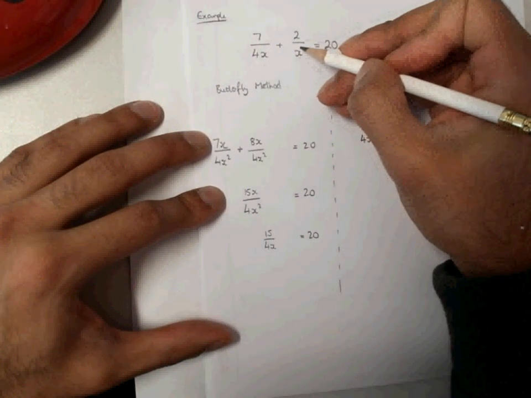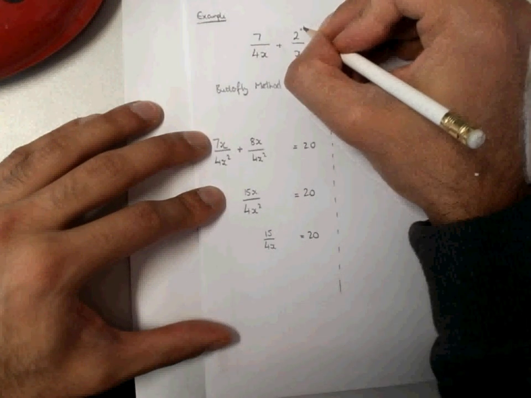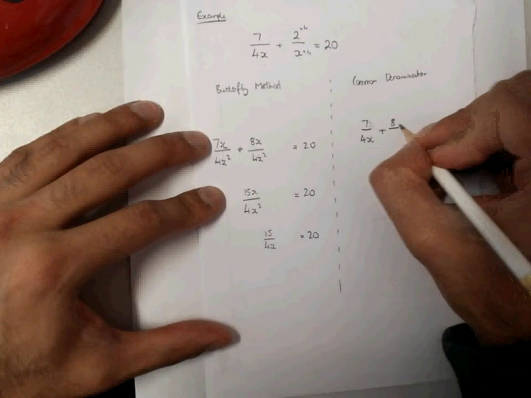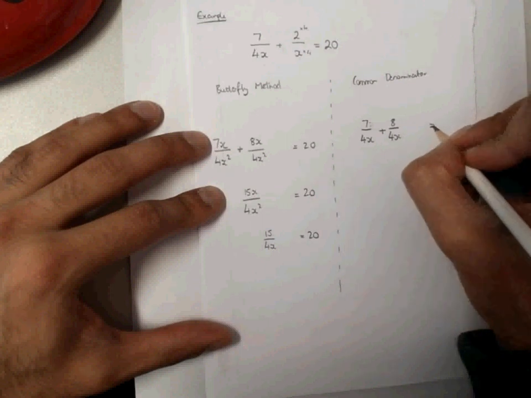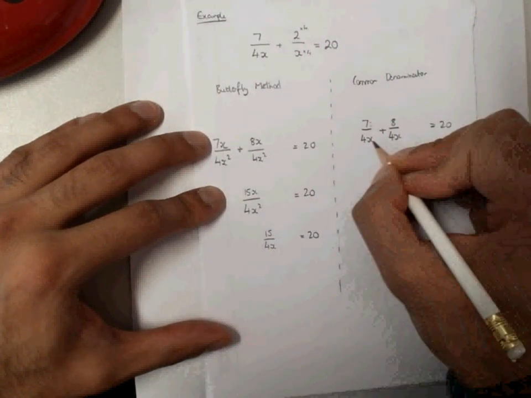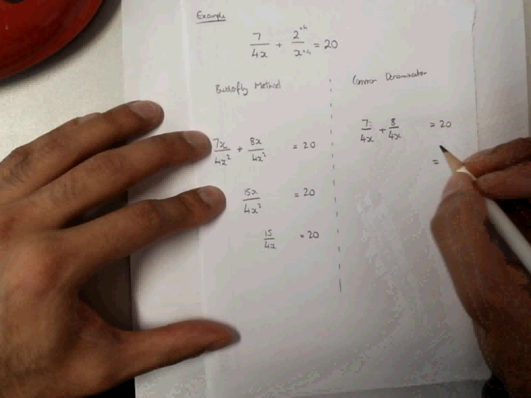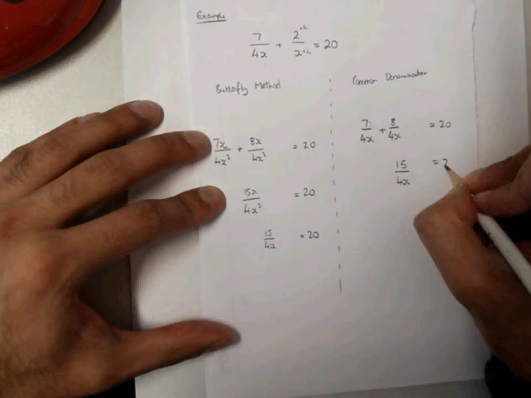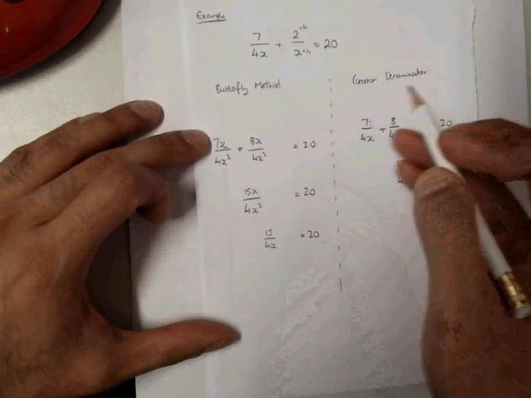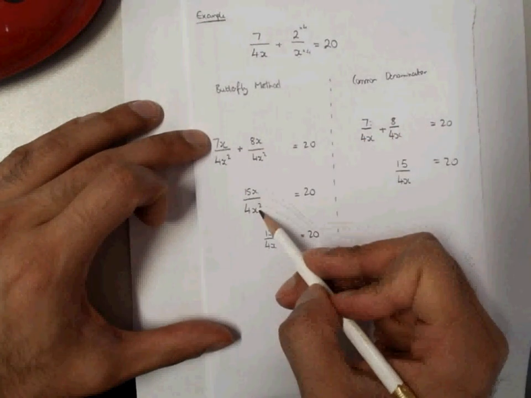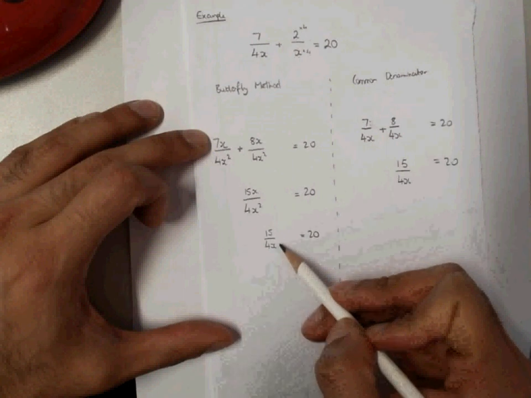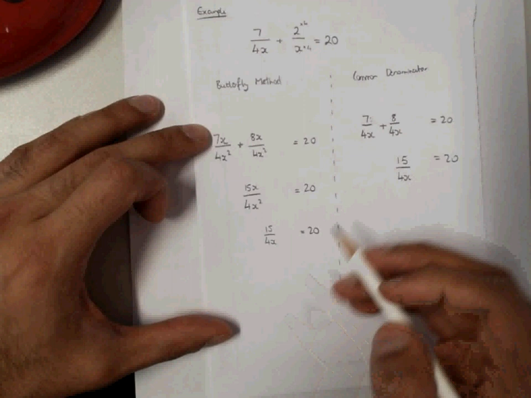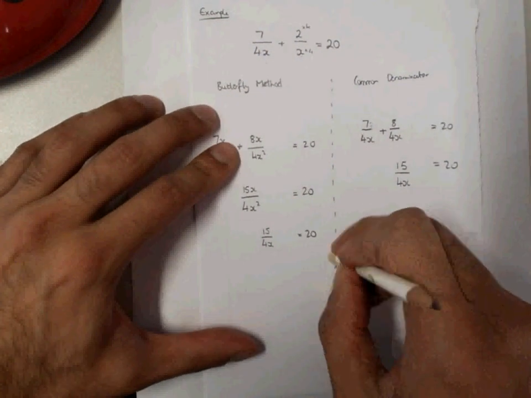Now if I times this by 4, top and bottom, so I can doodle on this, times that by 4, times that by 4, I get 8 over 4x. Don't forget the 20's there. Common denominator means I can just add the numerators. I get 15 over 4x equals 20. Same thing. Just remember in the butterfly method, you have to simplify down. You might get away without simplifying when you come to solving it. So now both of these are at the right position.